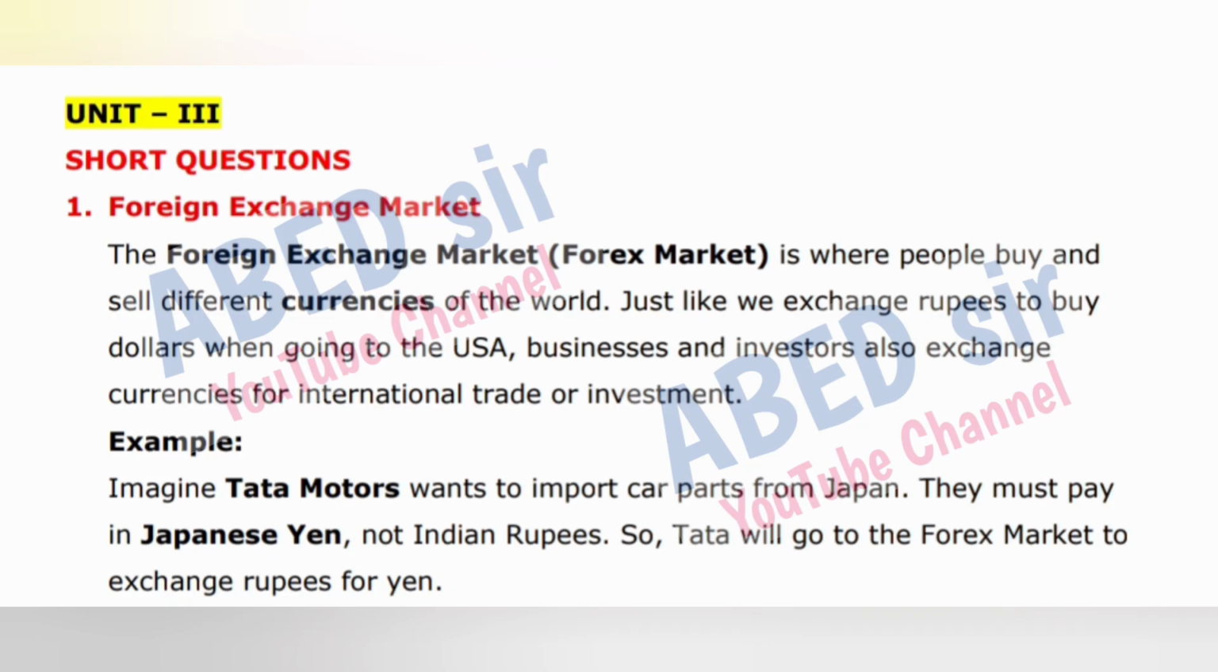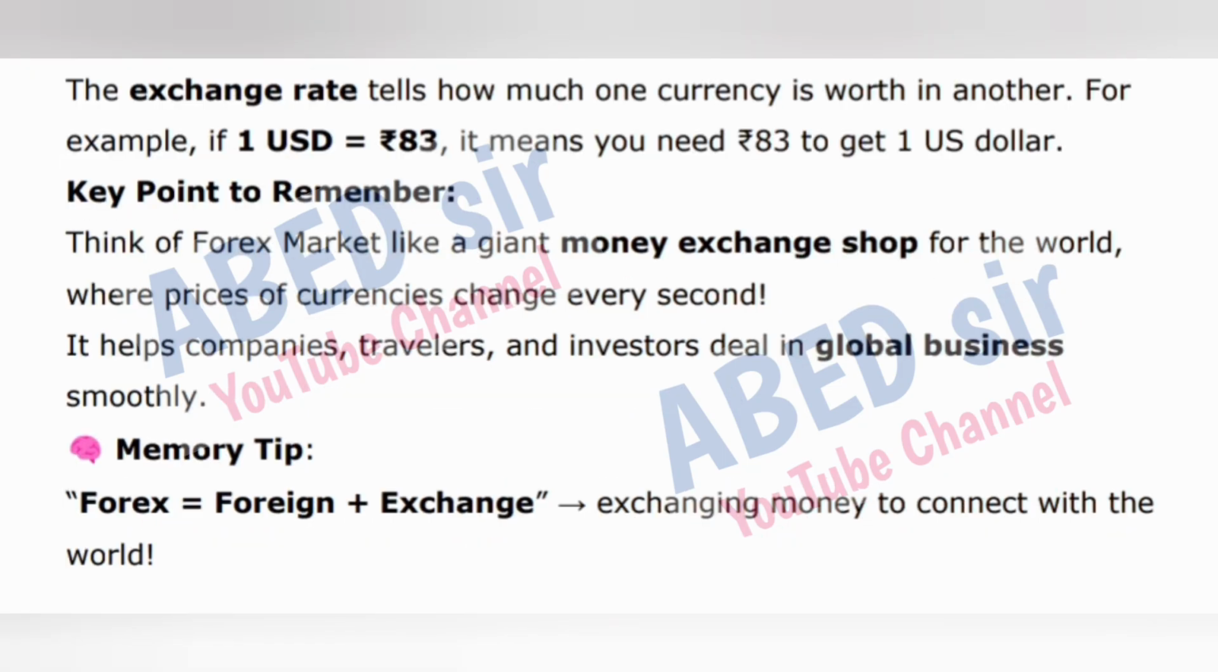Imagine Tata Motors wants to import car parts from Japan. They must pay in Japanese yen, not Indian rupees. So, Tata will go to the forex market to exchange rupees for yen. The exchange rate tells how much one currency is worth in another. For example, if $1 is equal to 83 rupees, it means you need 83 rupees to get $1.